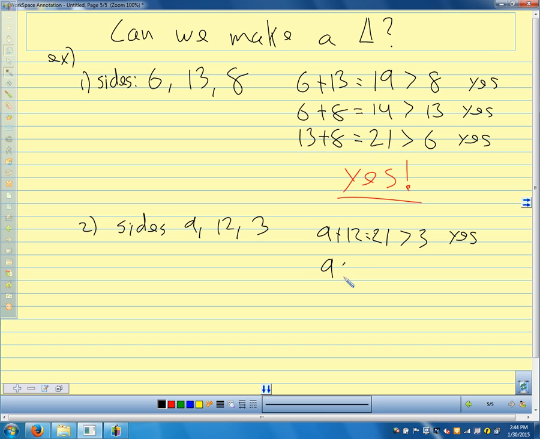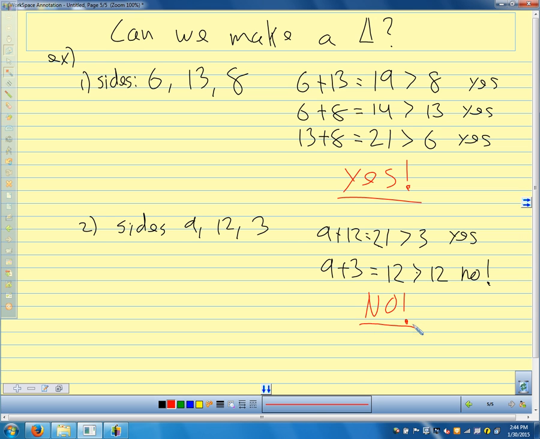9 plus 3? 9 plus 3 equals 12. Is that greater than 12? No. So our answer is no, we can't make a triangle. Those two sides would make it flat, right on top of each other.